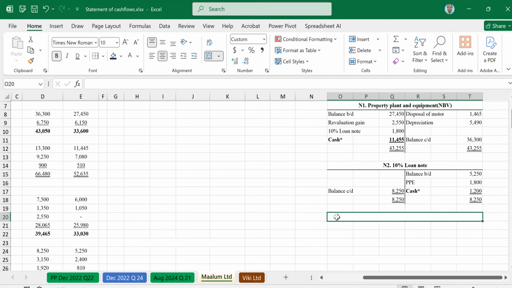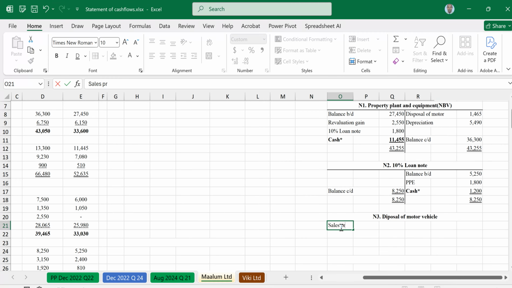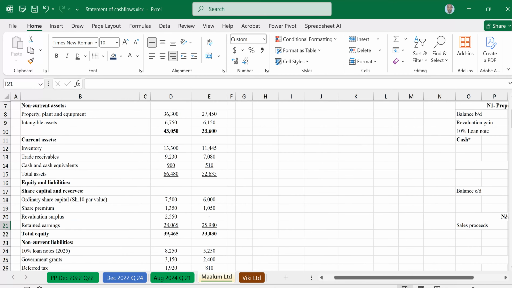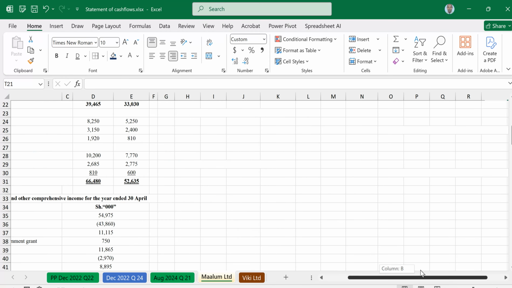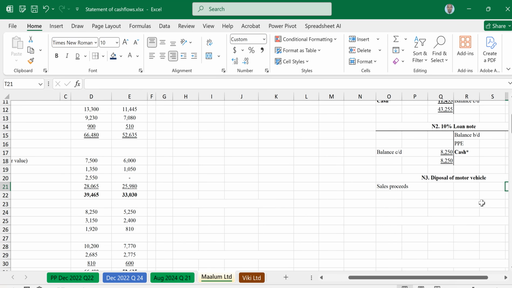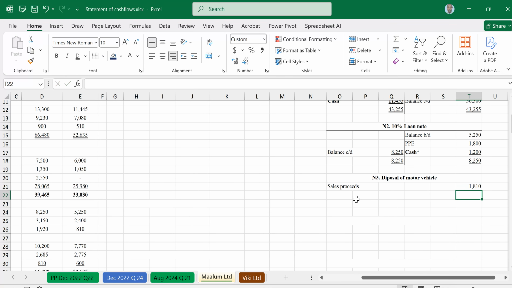Now note 3 is disposal of motor vehicle. You start with sales proceeds. Now sales proceeds in additional information number 2 amounted to 2630, not 2630 but 1810. So sales proceeds is 1810 less a net book value.